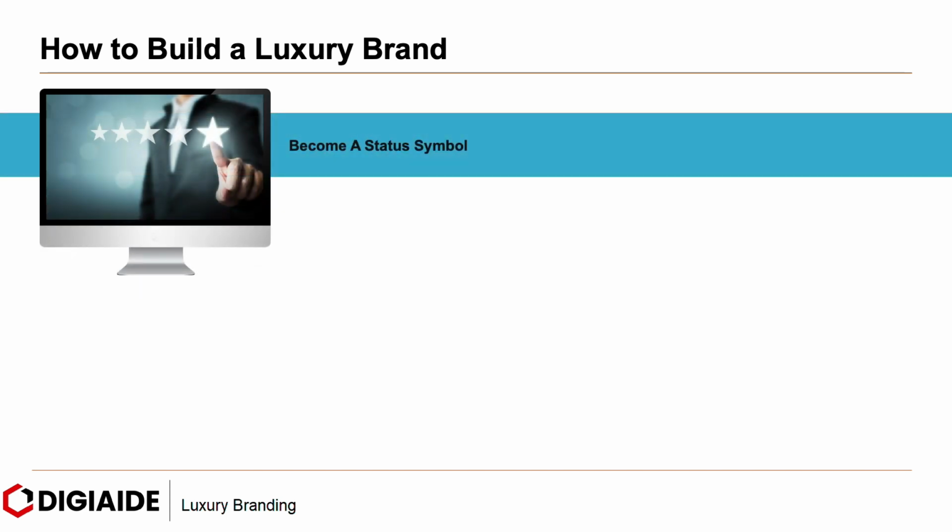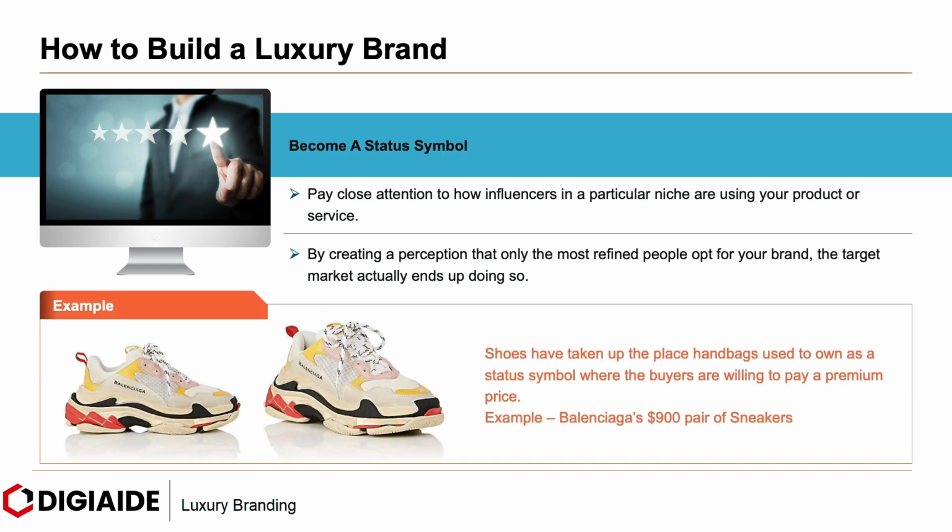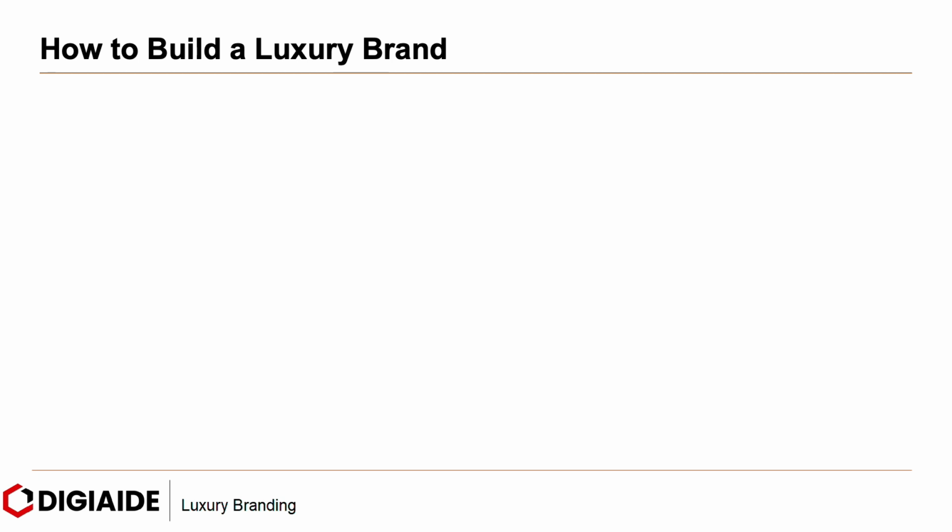How to build a luxury brand? Number 1, become a status symbol. Pay close attention to how influencers in a particular niche are using your product or service. By creating a perception that only the most refined people opt for your brand, the target market actually ends up doing so. Example, shoes have taken up the place handbags used to own as a status symbol, where buyers are willing to pay a premium price. Example, Balenciaga's $900 pair of sneakers.